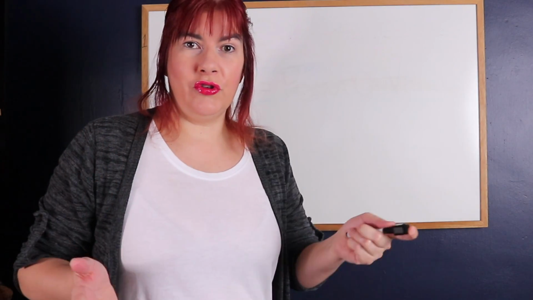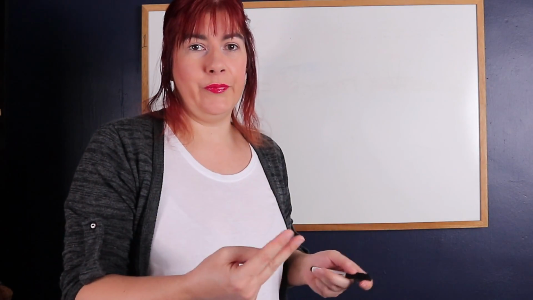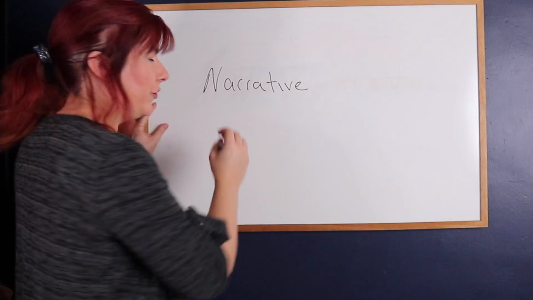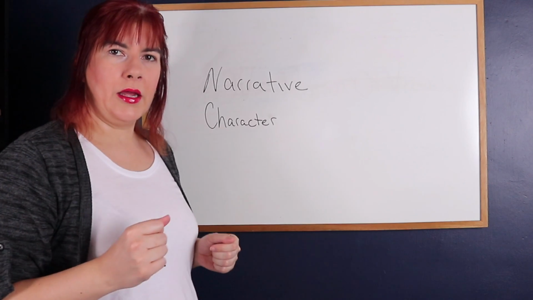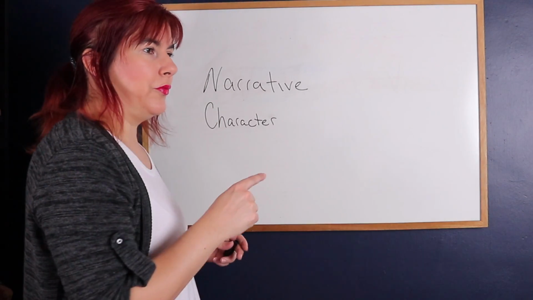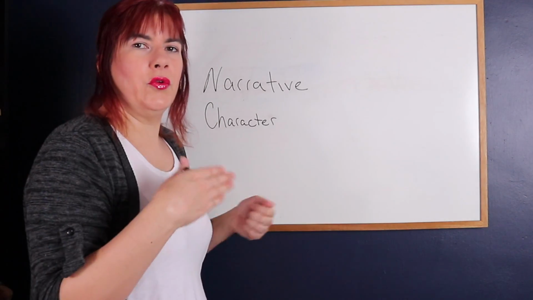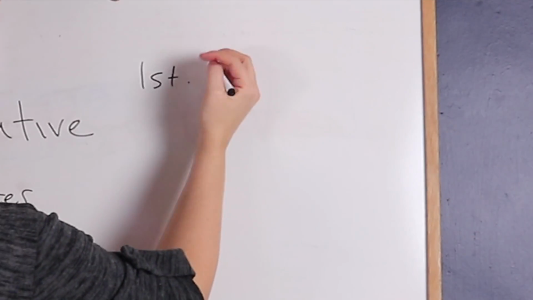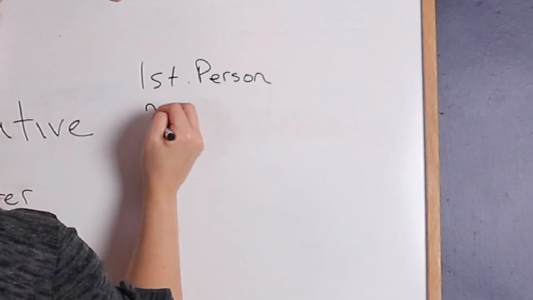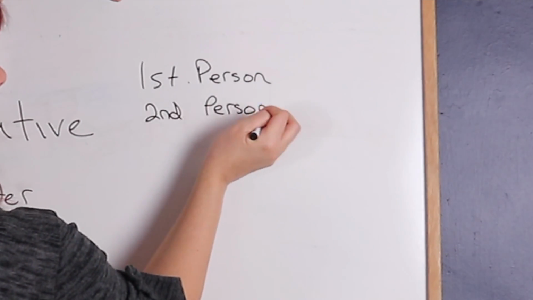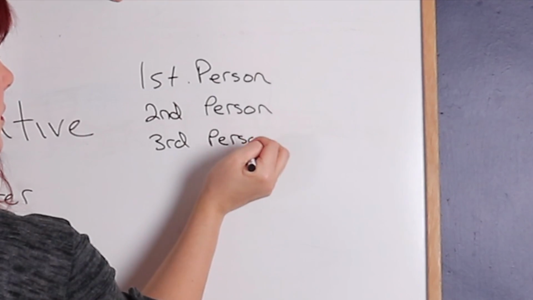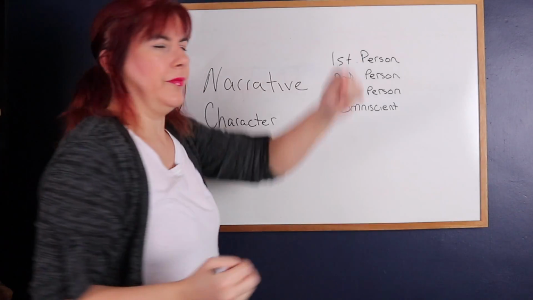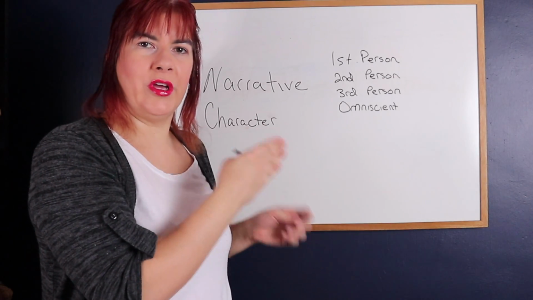First of all, you should know that there's two different kinds of point of view. Okay, there is narrative point of view and character point of view. So narrative point of view is how you tell your story. So it could be, okay. So those are the different ways for you to tell your story.